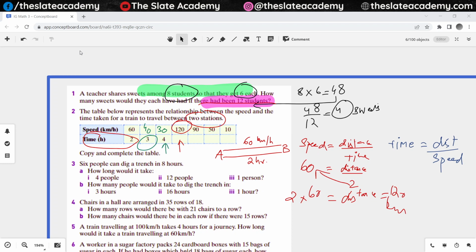How much is the distance? 120. And how much is the speed in the next slot? 120. So how much would be the time taken? 1 hour. All right. So the time over here would be 1 hour. What about when it goes with the speed of 90 kilometers per hour? So distance stays the same, 120. The speed has now become how much? 90. So what would be the answer now?